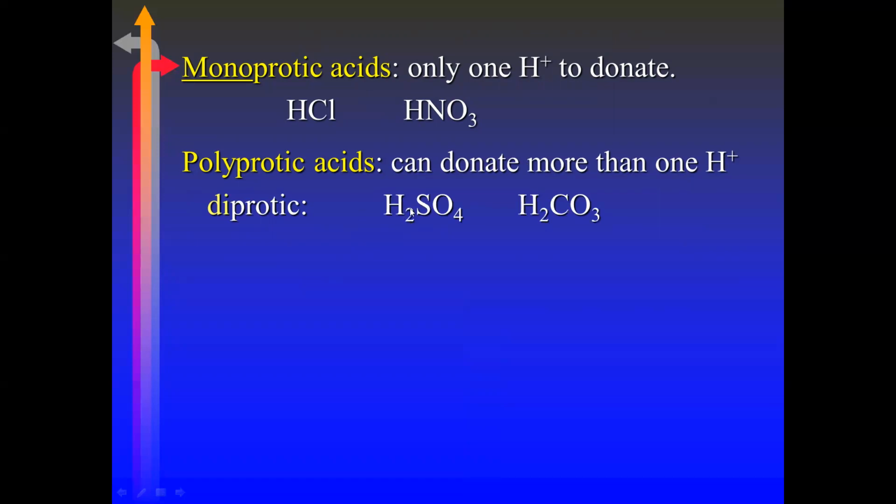An easy way to judge is if you see a lowercase number here, that means it's a polyprotic acid. If you see no number, that means only one, and that is a monoprotic acid. Anyway, you should get familiar with this wording. When people talk about polyprotic acid, you know what it means: you have more than one, either two here or three here.